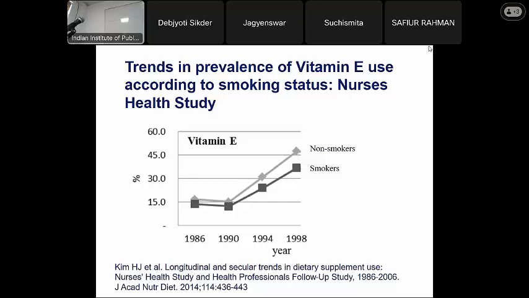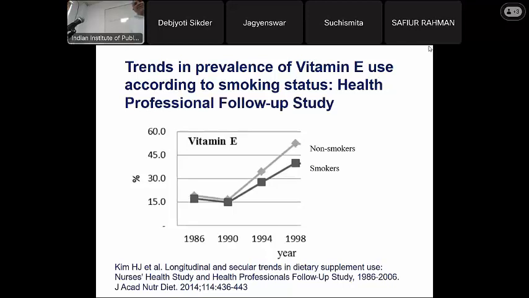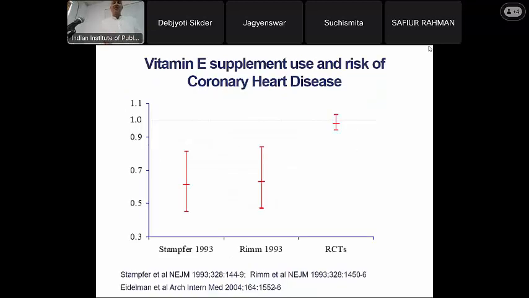So this is in the Nurses' Health Study, amongst the non-smokers, 50% were taking vitamin E. As you'd imagine, there's some confounding, with a lower proportion of the smokers, but still a very substantial proportion of the smokers were taking vitamin E. And that just increased after the study results came out. The same happened in the male health professionals, where there was a substantial increase. So this had an effect on the participants.